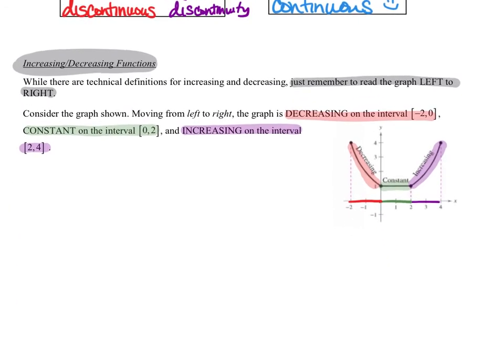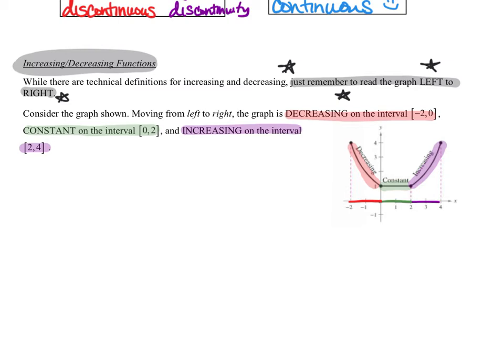Now we have different intervals on the functions that we're also going to need to describe. These are the increasing and decreasing regions on a particular function. I cannot emphasize enough how important it is to remember that you are just reading the graph from left to right. Do not follow the arrows because they're tricky. Read it like you read a book from left to right.